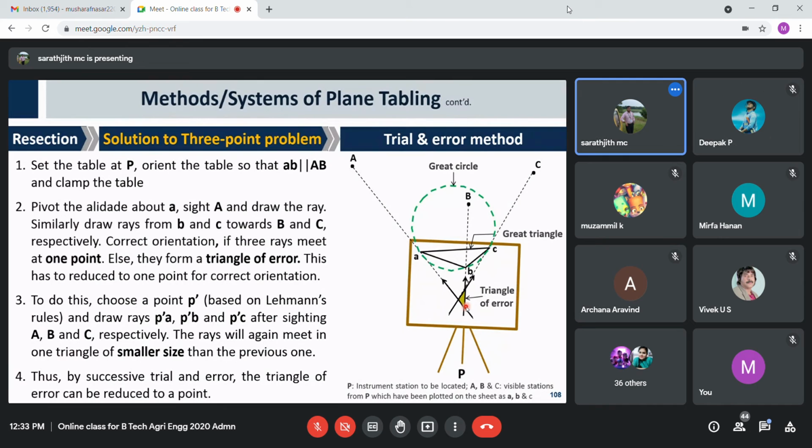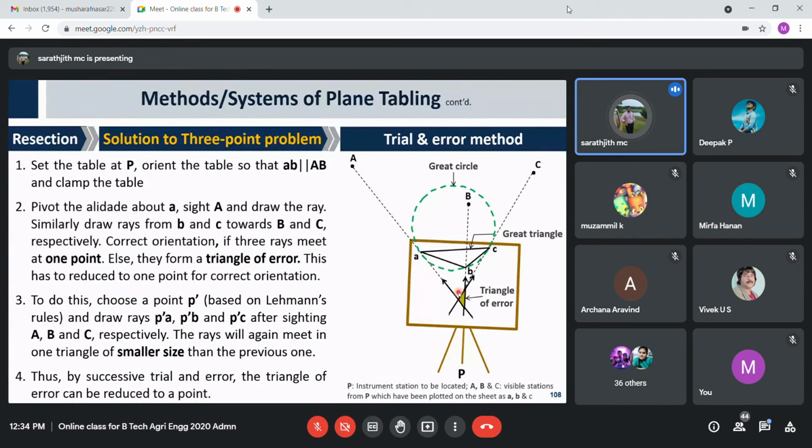Yes, sir. So the idea is simple. Our overall objective is to choose a point P dash in such a way that the triangle of error will be smaller than the previous one. So we have to choose some point P dash arbitrarily so that the triangle of error will be smaller than the previous one. For that you will have rules given by Lehman, which I will explain in the next slide.